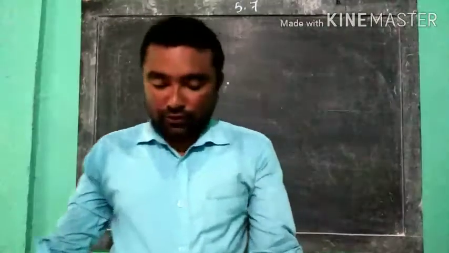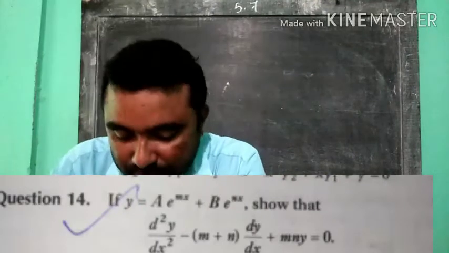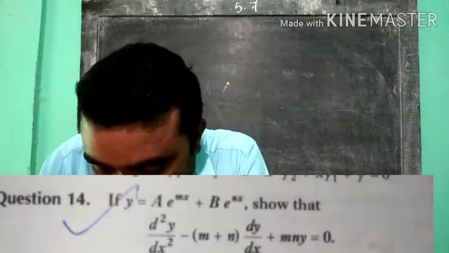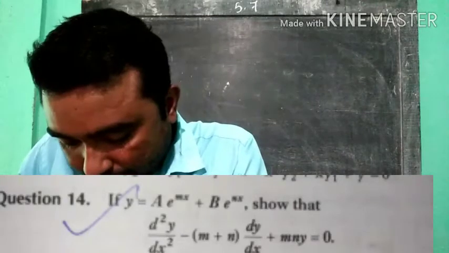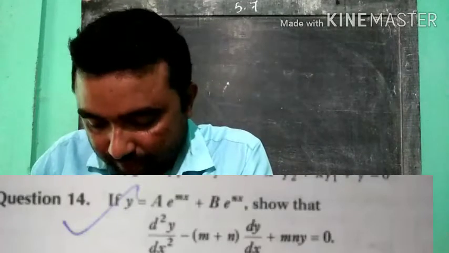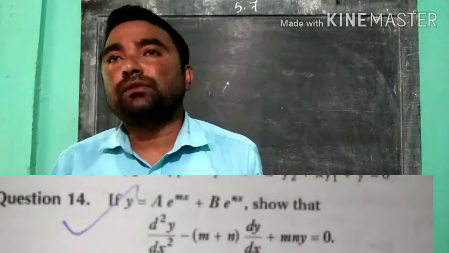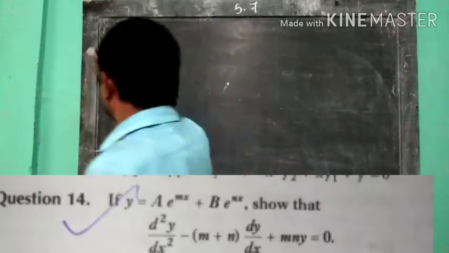Now we are going to solve question number 14. Question number 14 is, if y equals a into e to the power mx plus b into e to the power nx, then show that d2y by dx2 minus (m plus n) into dy by dx plus mn y equals 0. So let's try to solve this problem.